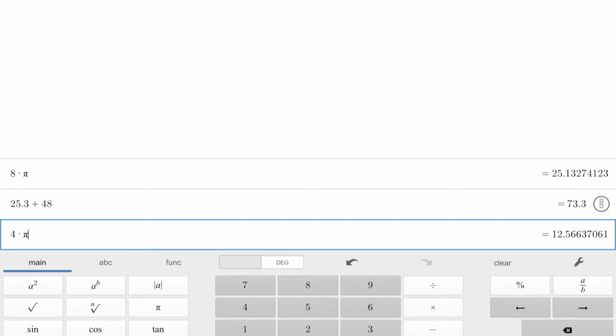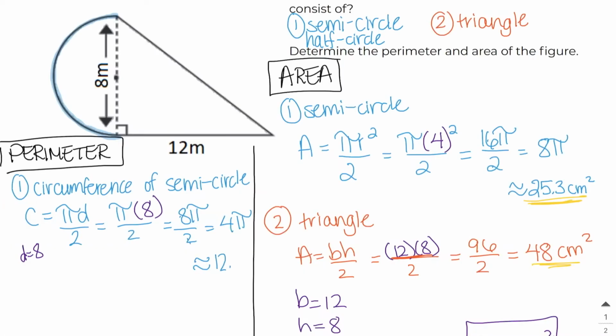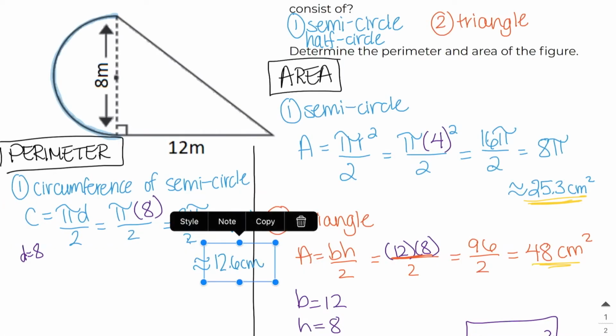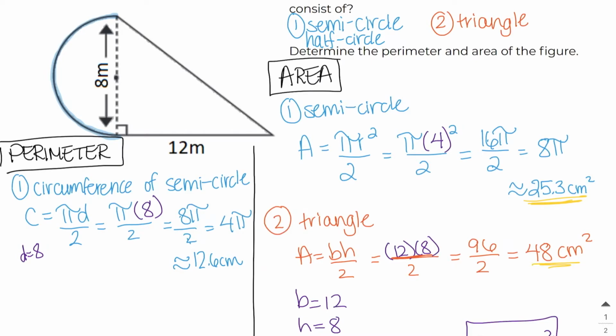I'm going to round to the nearest tenth, so that 5 has a 6 that comes after it. So 5 and above, give it a shove. That 5 goes up to a 6. So the circumference of the semicircle is 12.6 centimeters. I know this distance around here is 12.6.